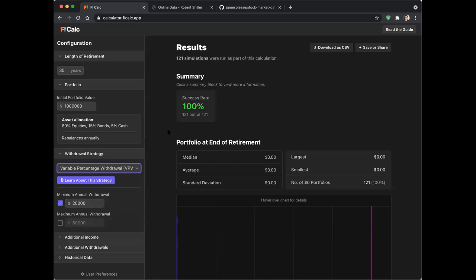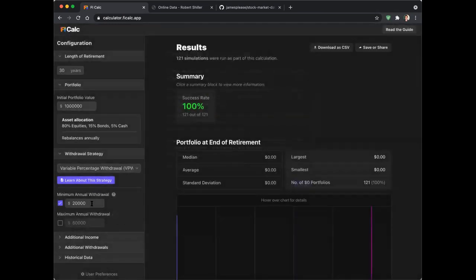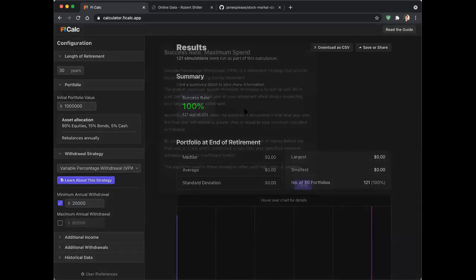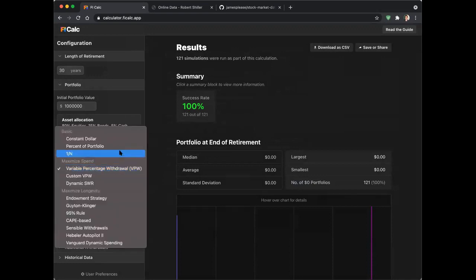So if you use that Bengen or Trinity study definition of success, then you're always going to get a 0% success rate. So instead, success is defined as when two things are met. One is that the portfolio is exhausted and the final year withdrawal is greater than or equal to your minimum specified withdrawal. So if you say that you always want to be able to withdraw $20,000 and you specify VPW, and in that final year you're only able to withdraw $15,000, that's considered a fail for VPW. So it's a little bit of a different definition. It's unique to FI Calc. You may disagree with that. You might agree with it. Definitely open to feedback about that.